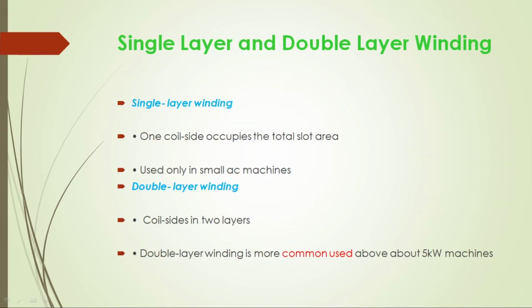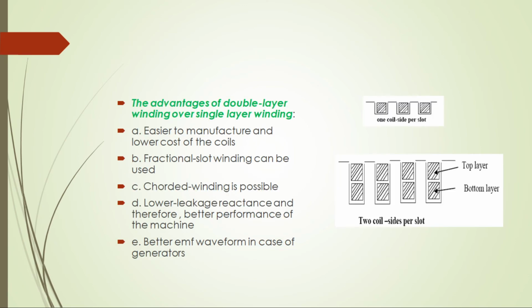concentrated, distributed. Single layer winding will have one coil side which will occupy the total slot area, and this can be used only in small AC machines. Double layer winding, coil sides will be in two layers and it is more commonly used in machines above 5 kilowatt. The advantages of double layer winding over single layer winding are that it is easier to manufacture and has lower cost of coils.